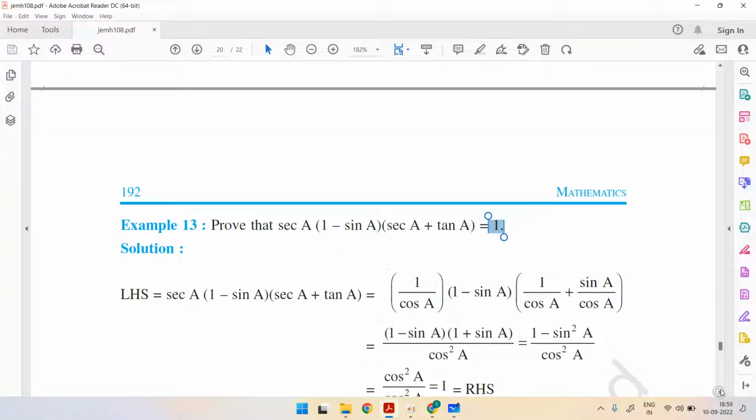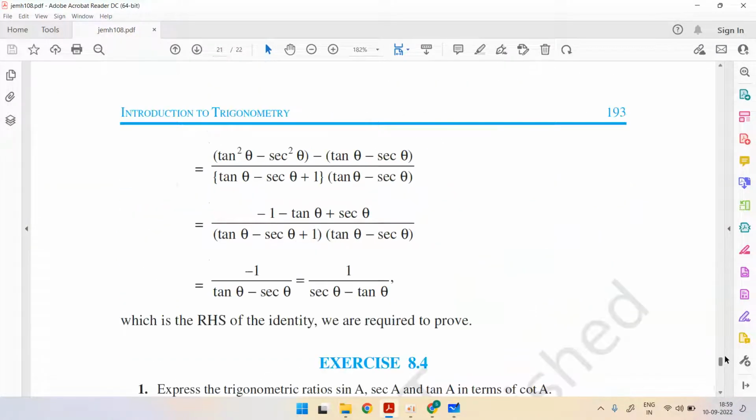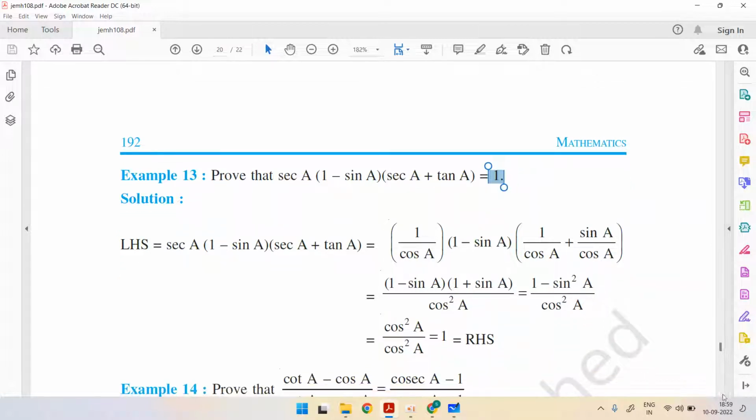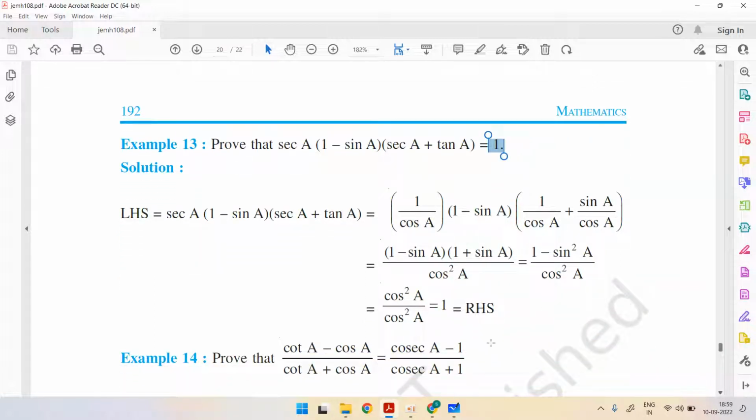Now what they have done, they have also done the same. They have taken secant A as 1 by cos A, and for tan A they have taken sine A by cos A. So this question is done. Now next is: prove that cot A minus cos A by cot A plus cos A equals cosecant A minus 1 by cosecant A plus 1.